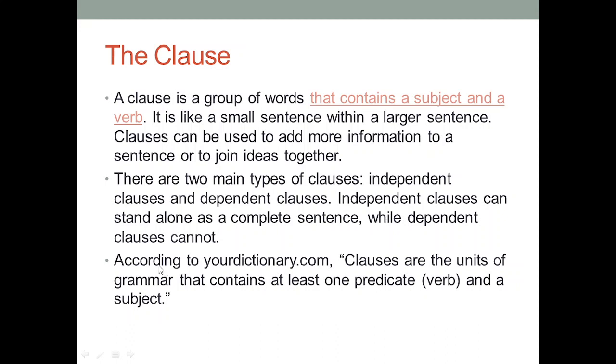So according to yourdictionary.com, clauses are the units of grammar that contain at least one predicate, that is a verb, and a subject. So I think now things are clear about clauses. What is a clause? It tells more meaning than a phrase does. So I hope you have understood. So let's go forward.